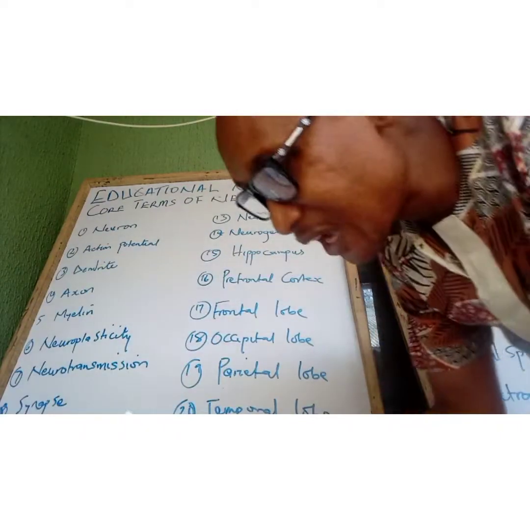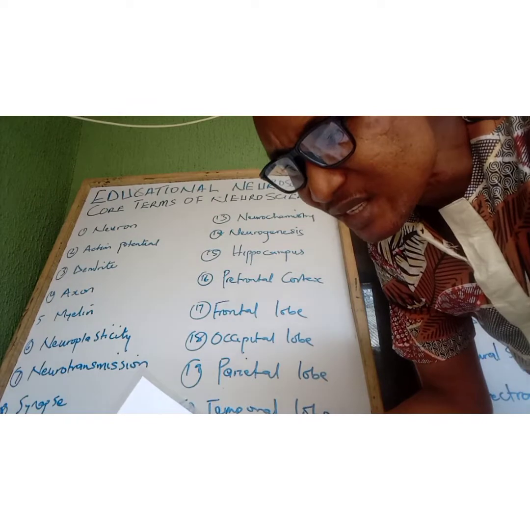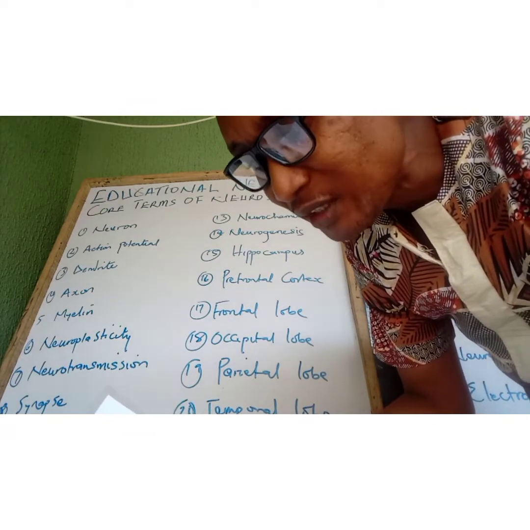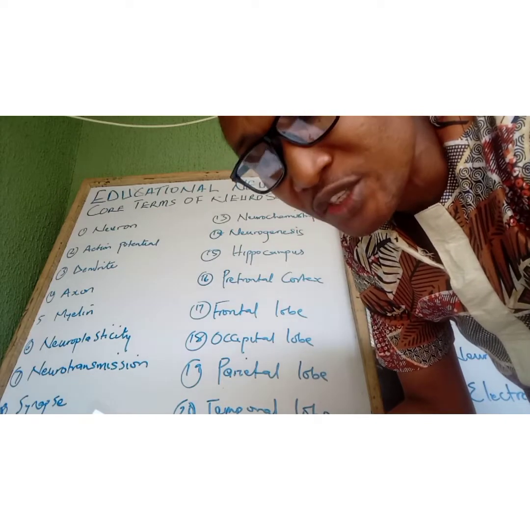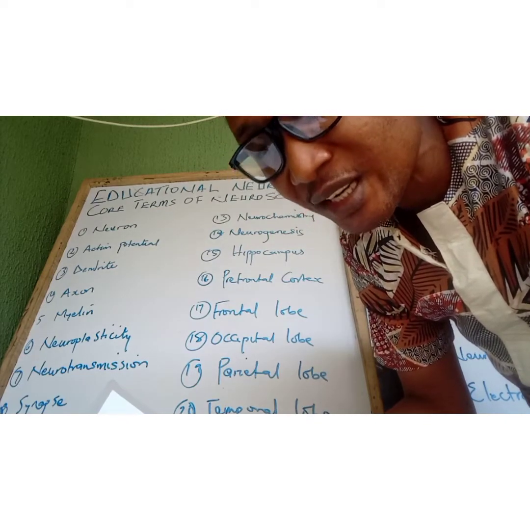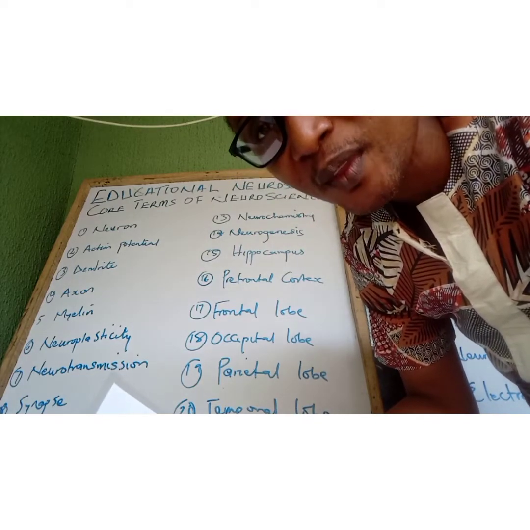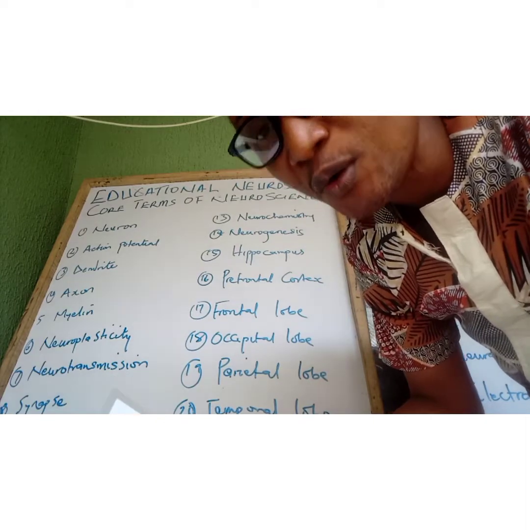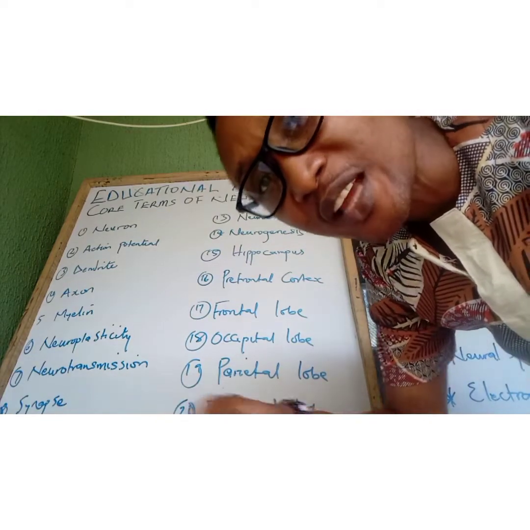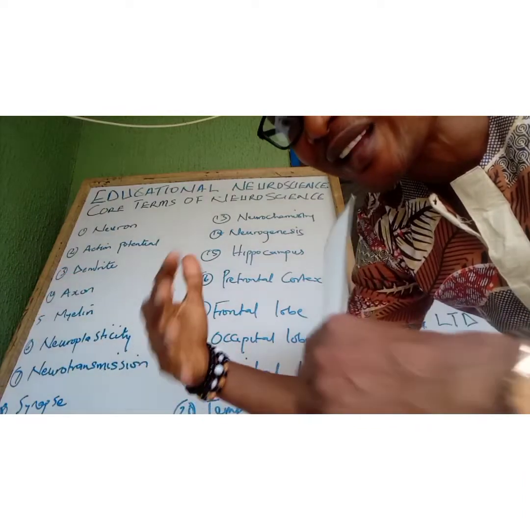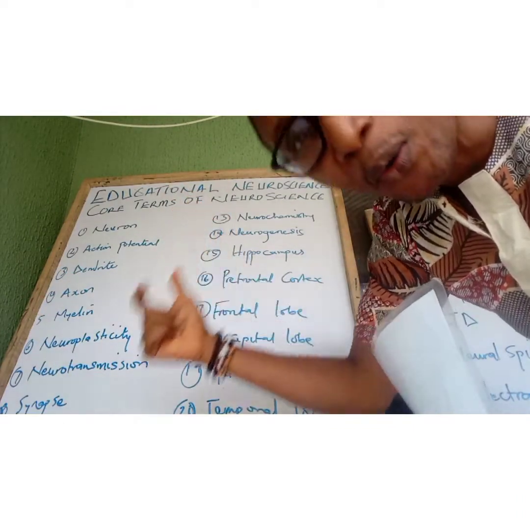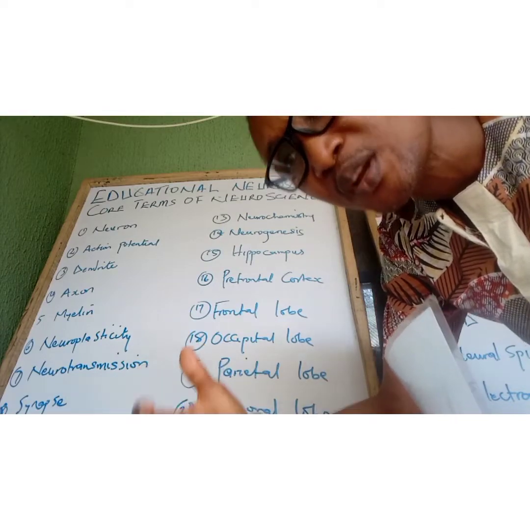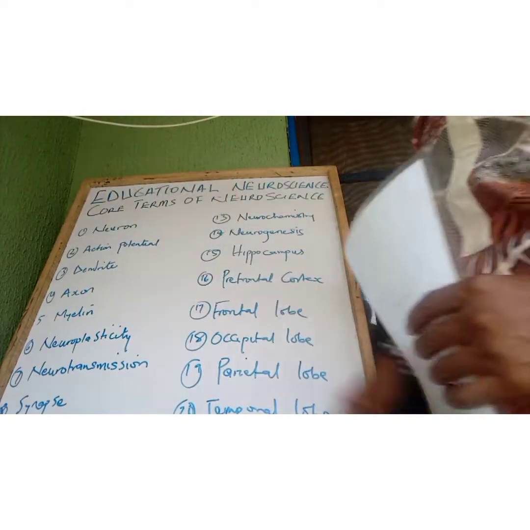Then axon. The axon is the one that transfers information from the dendrite. It goes straight to the next neuron. Axons are just like cables that are attached to neurons that collect sensory inputs and send them to the next neuron.